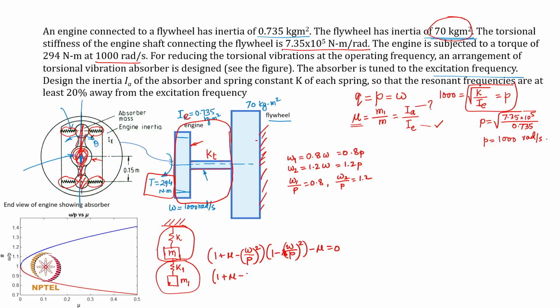So what I do is write (1 plus mu minus 0.8 squared)(1 minus 0.8 squared) minus mu equal to 0. This is the first equation that I have if I choose the lower of the two new natural frequencies. And the second one will obviously be (1 plus mu minus 1.2 squared)(1 minus 1.2 squared) minus mu equal to 0. This becomes the second one. So if I solve these two equations, I get the value of mu. Obviously, I can get it from the first itself. I don't need the second one. If you solve this, the value of mu that you get would be 0.202 or so.